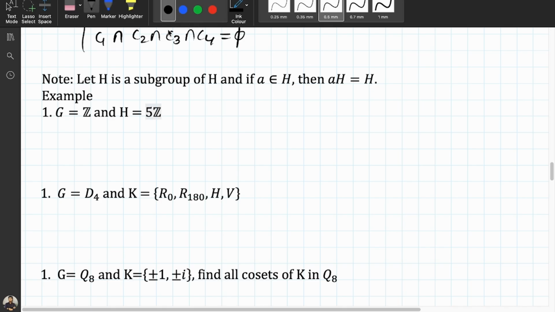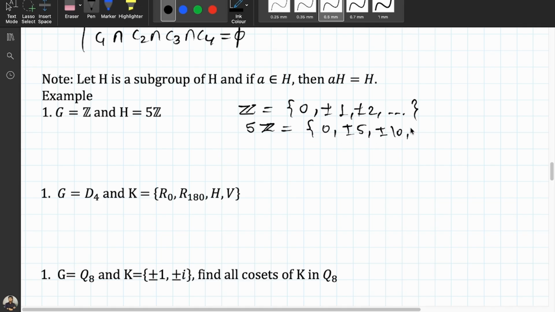Simply, we can write, what do you mean by Z? That is going to be 0. What do you mean by 5Z here? Multiples of 5: plus minus 5, 15. From here I'll take an element from this, let's say 5, addition modulo, yeah, 5 addition with 5Z.